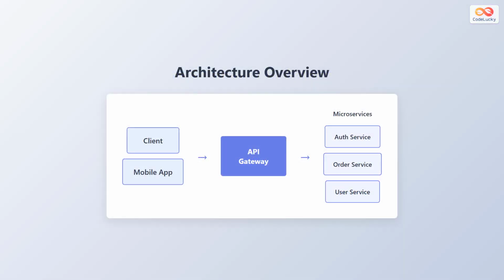Here's how the architecture works. Clients, whether web browsers or mobile applications, send all their requests to the API gateway instead of directly to backend services. The gateway then intelligently routes these requests to the appropriate microservices, such as the authentication service, order service, or user service. This centralization provides a clear separation of concerns and a unified interface for all client interactions.